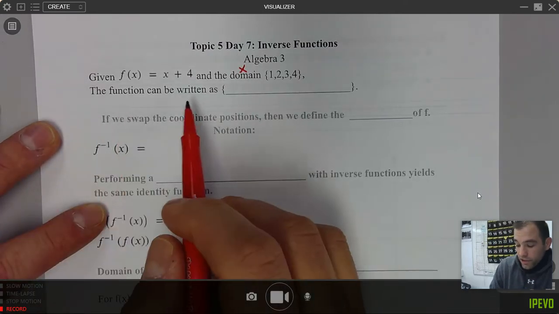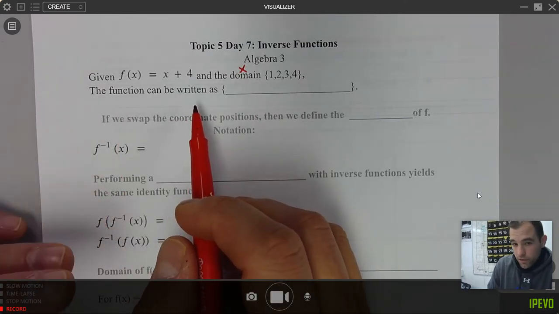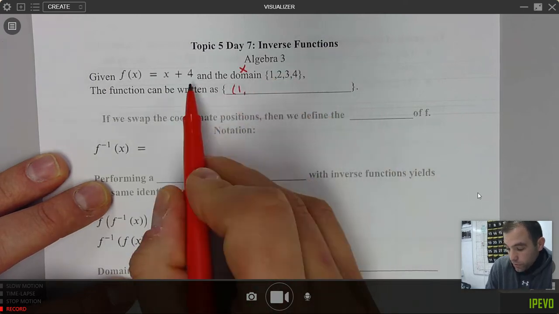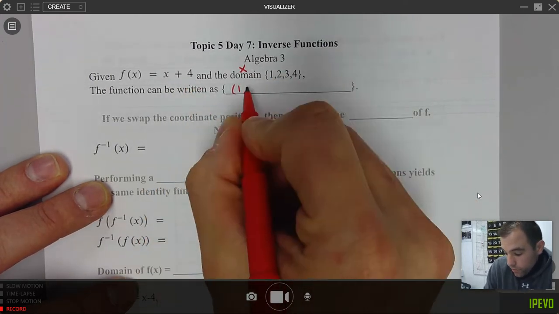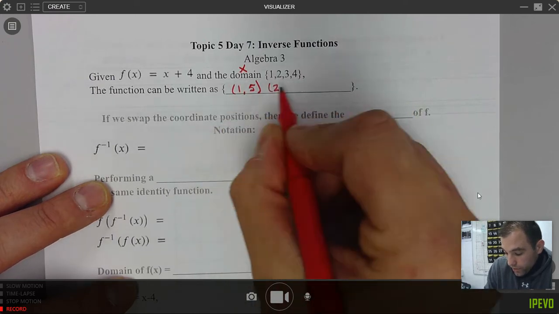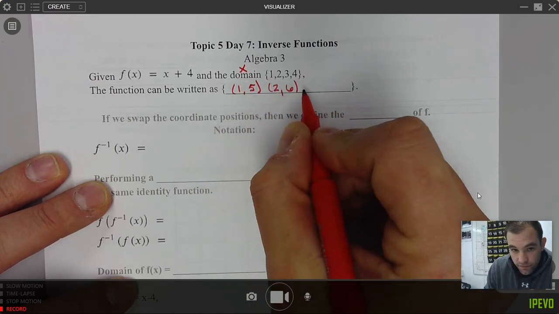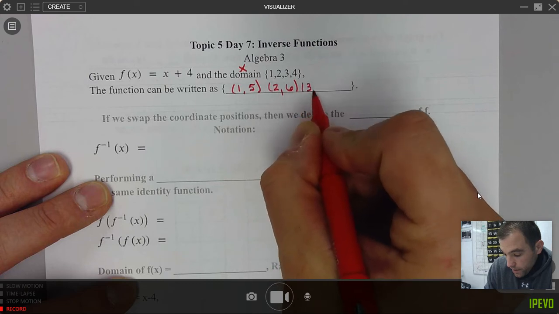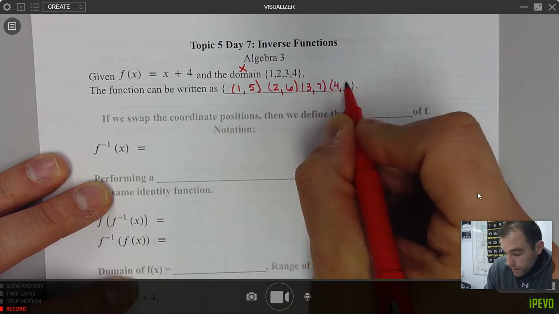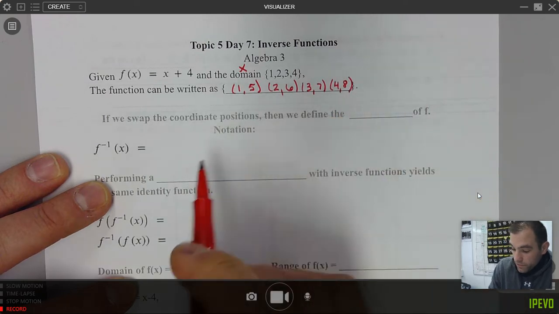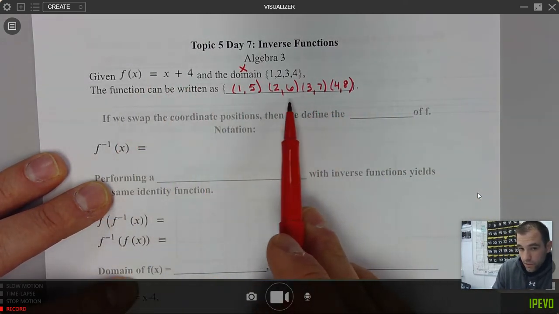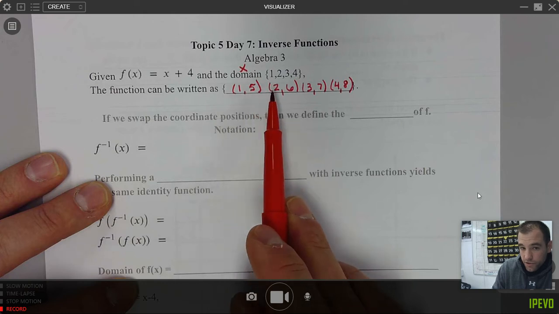The function can be written as, now let's say I wanted to write this with ordered pairs. The x value is 1, and if I plugged 1 in, I would get 5. So 1 comma 5. The x value is 2, and if I plug 2 in, I would get 6. If the x value is 3, I would get 7. And if the x value was 4, I would get 8. So another way to write that same function, f of x equals x plus 4, is just like this, because we're taking the x and adding 4 to it each time.